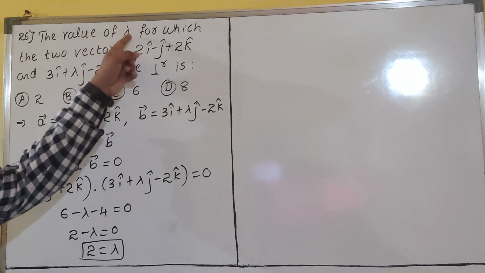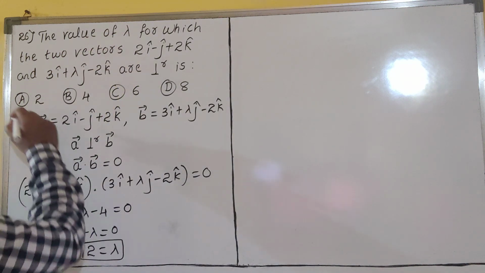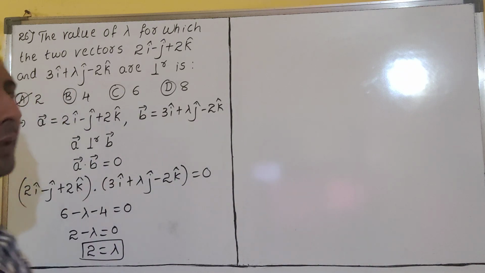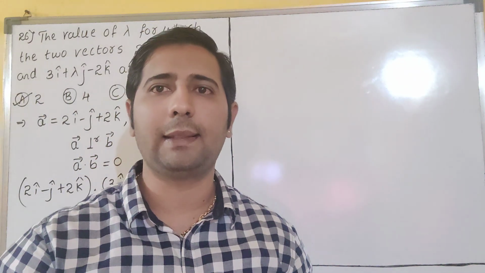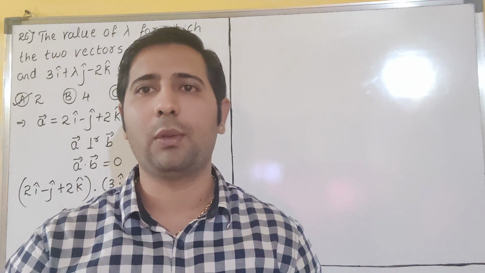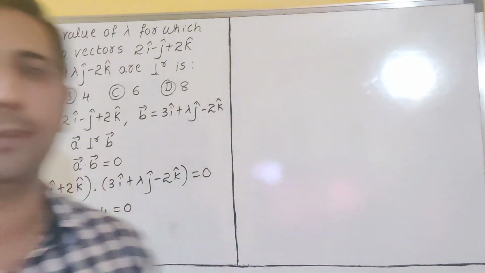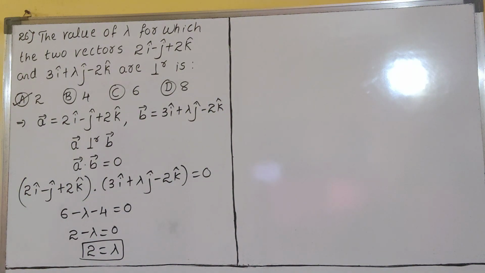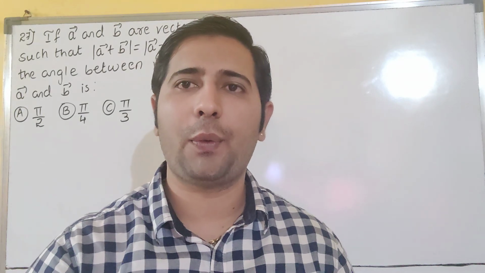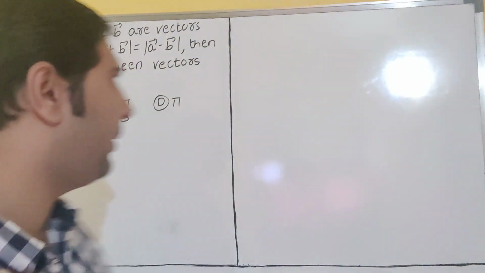They are told to find the value of lambda. So that option is matching with A, dear students. A for awesome. Awesome is the answer, dear students. I hope you understood. We will go for the next question. Please copy this. I hope all of you have copied. We will see the next question, dear students.